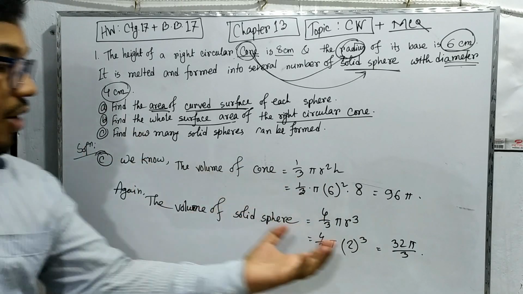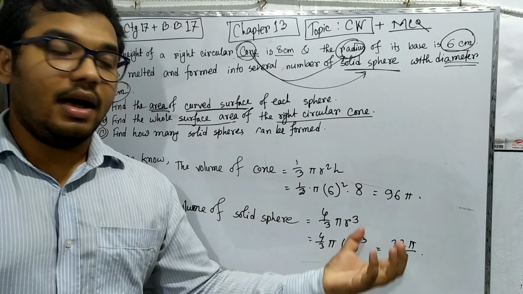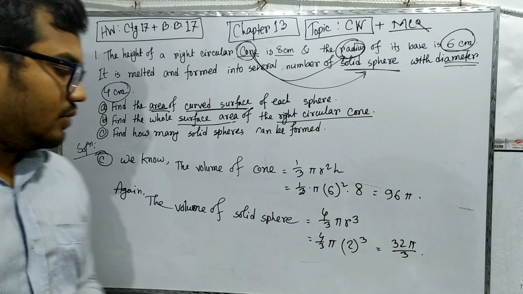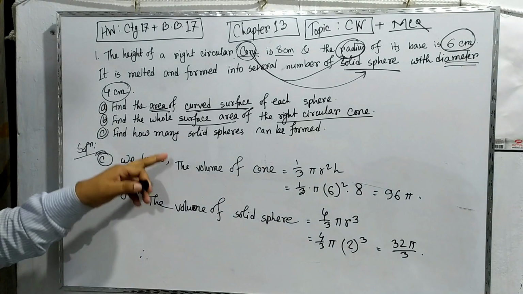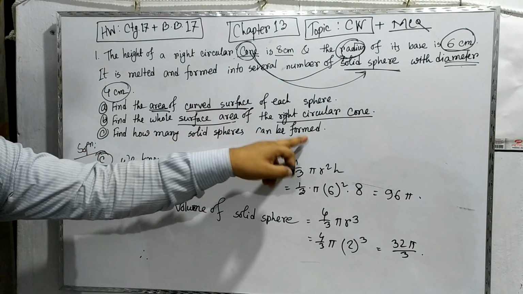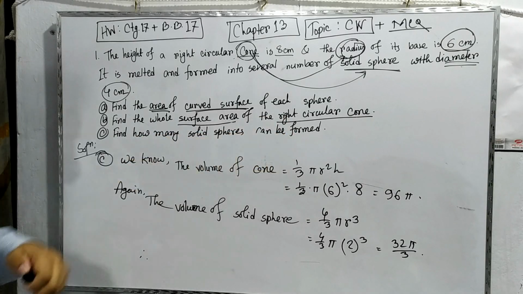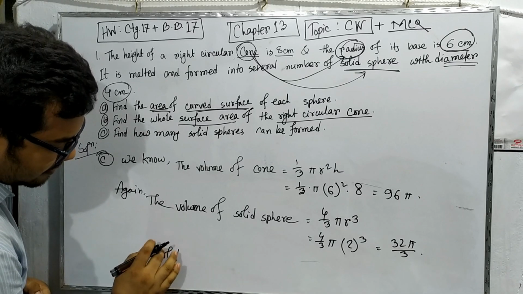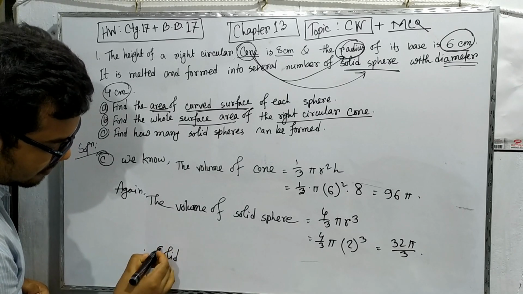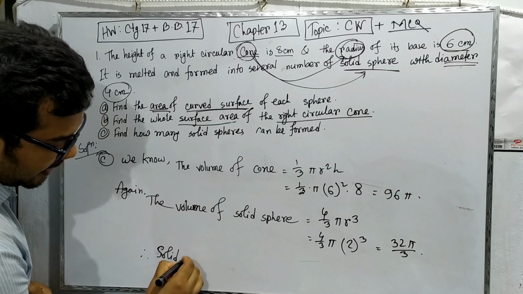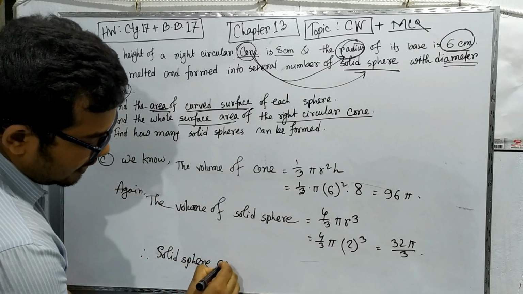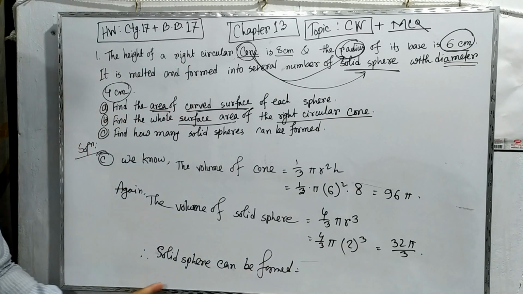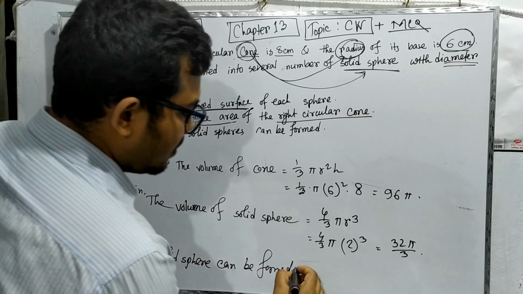Now the question is, how many solid spheres will we get from the melted cone? So the question was, how many solid spheres can be formed?